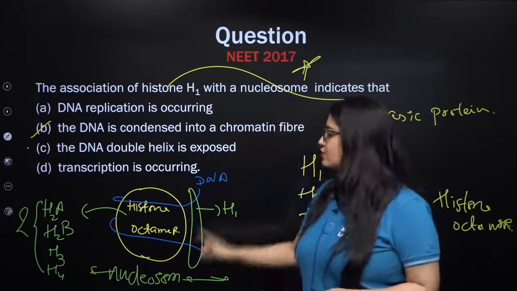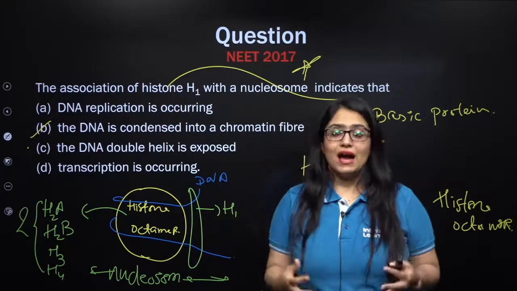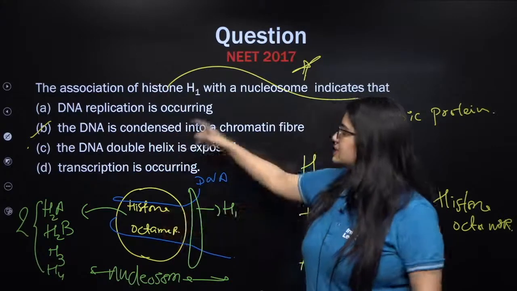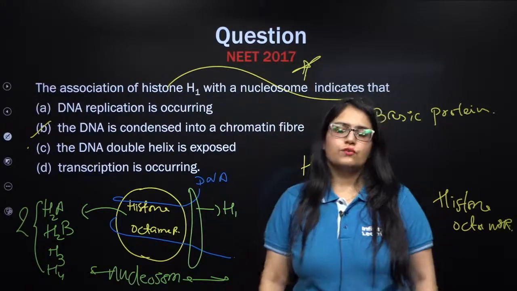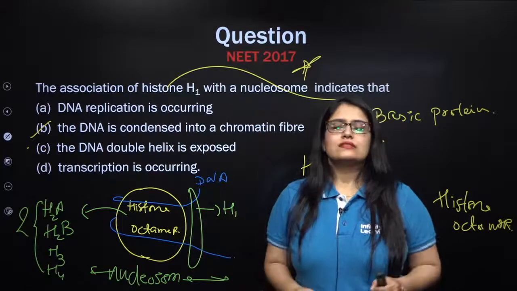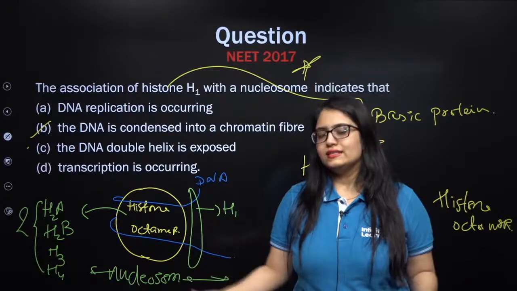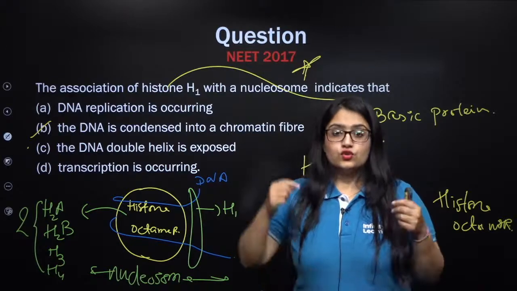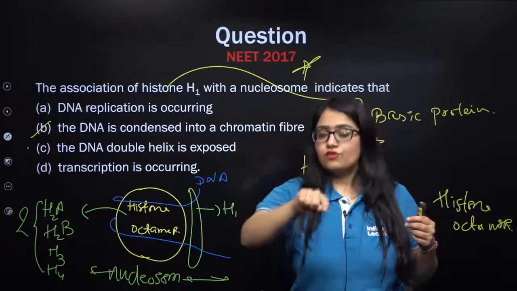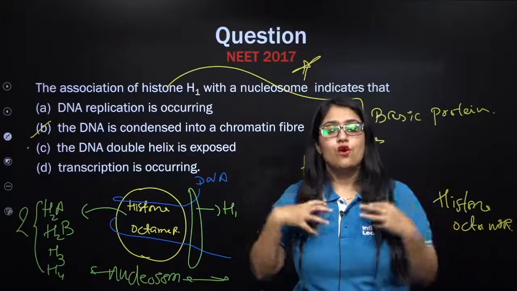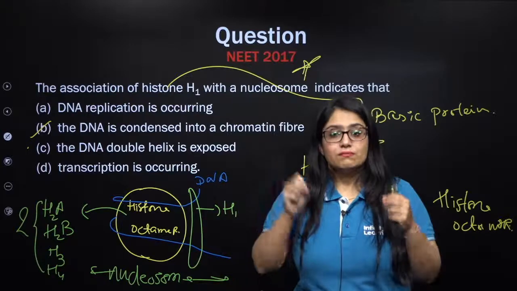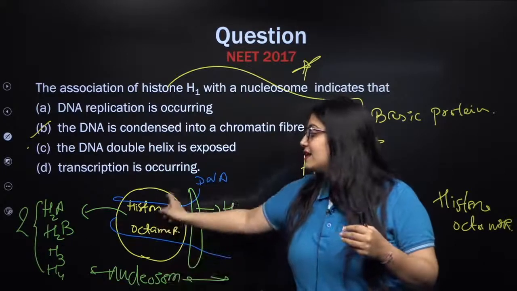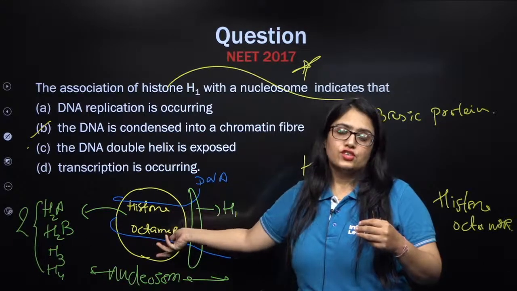What you need to remember is whenever you see H1 histone, that means DNA is packed in the form of nucleosomes, which help in forming chromatin fiber. So this is correct: the DNA is condensed into a chromatin fiber when H1 histone is present. Listen to this, my dear students: DNA in a non-dividing cell is present in packaged form. It is in the form of chromatin, which is a packaged form of DNA where double helical DNA is packaged with the help of nucleosomes, where a nucleosome is made by wrapping negatively charged DNA around a positively charged histone octamer.